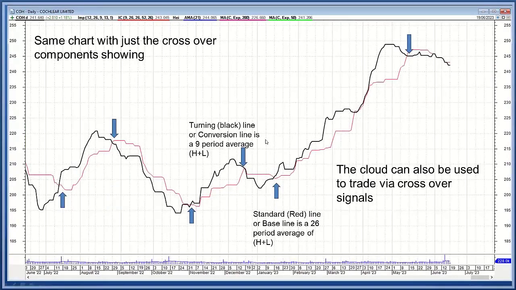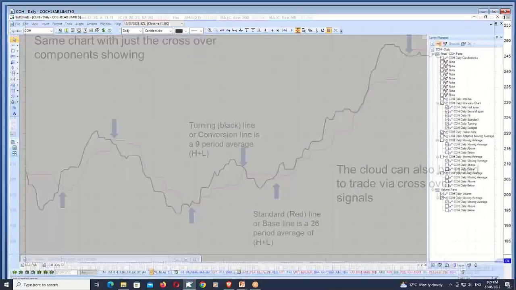The second component of the cloud is the crossovers, and we just talked about those being a 9 period and a 26 period, but of the high and the low price, not the closing price. Just like moving averages, they can be used as an enter and exit signal. And again, you can turn them on and off by the layer manager.